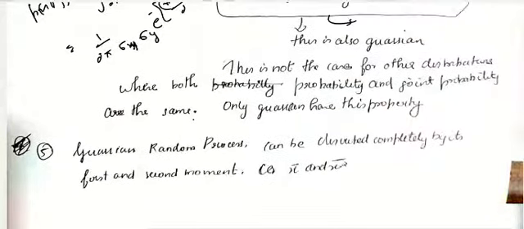And so this is not the case for all other distributions, where both the probability and the joint probability are the same, because it is almost the same, right? But only Gaussian has this property. So, that is a property of a Gaussian function. A Gaussian random process can be described completely by its first and second moments, x bar and x bar square.